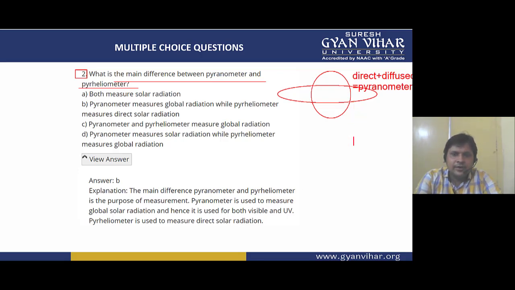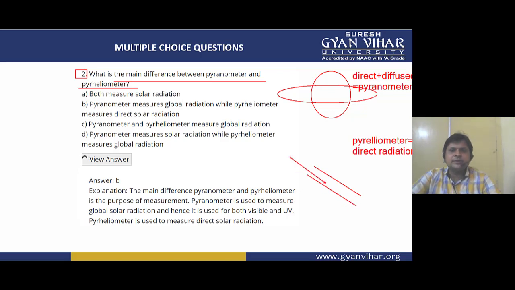And if I talk to you about pyrheliometer, the first multiple choice question was based on pyrheliometer, and we have seen that pyrheliometer measures only the direct radiations. It is very simple, and through a diagram also I have explained that a pyrheliometer looks something like a telescope type, in which only the direct radiation can get inside.